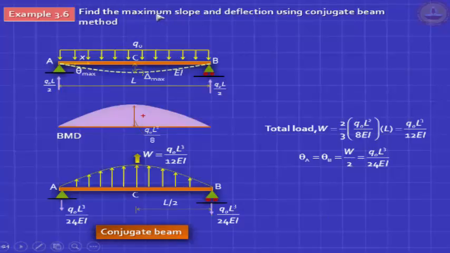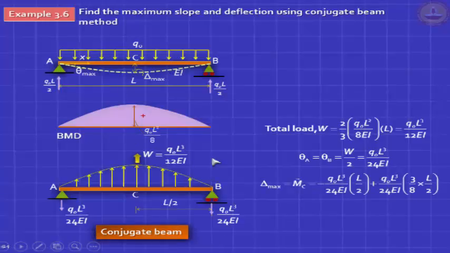The two questions are, find the maximum slope, you got the answer, and find the maximum deflection. There are two different locations. Slope is maximum at the support, deflection is maximum at the midspan. Where the deflection is maximum, the slope is 0. Where the slope is maximum, the deflection is 0. Okay. So if you do this calculation, let's do it together.